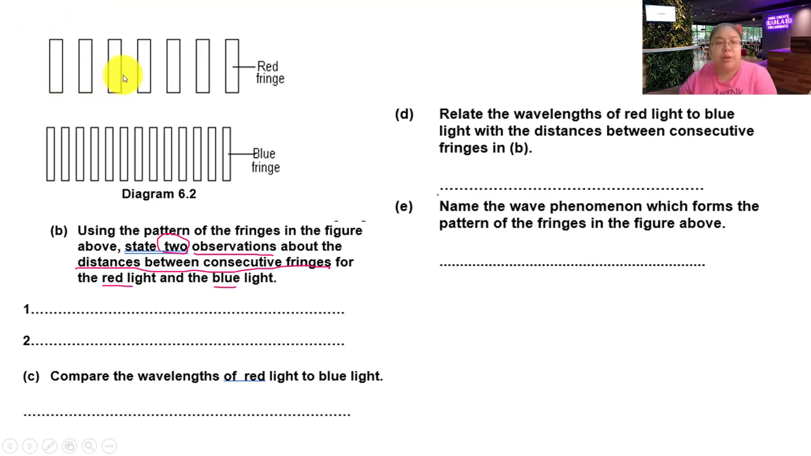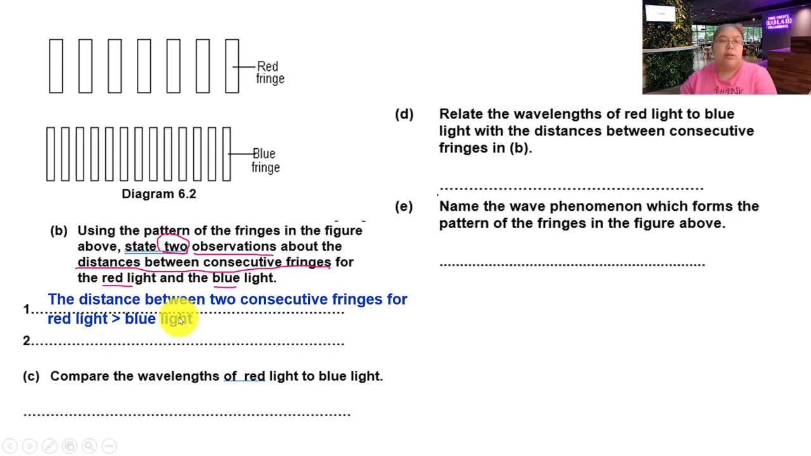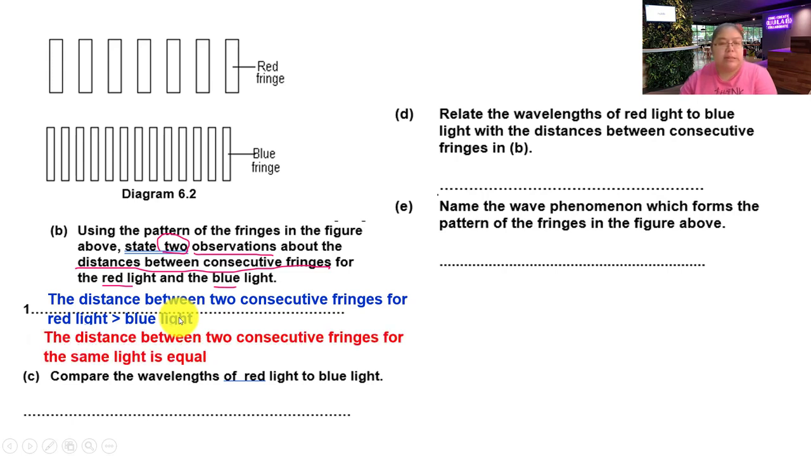So this one is what we can observe. Okay, let's see the answer. Distance between two consecutive fringes for the red is more than the blue. This one is what they can see about the distance. Number two, they're talking about distance between two consecutive fringes for the same light. That means they never compare the blue and red. They just compare blue only. Blue and blue, you got to compare. The distance should be constant. So this one is observation.